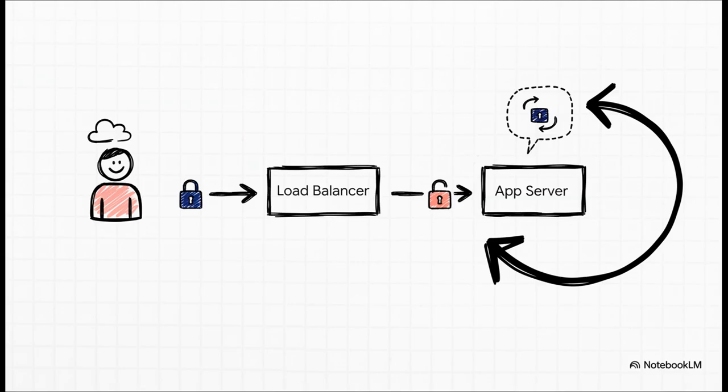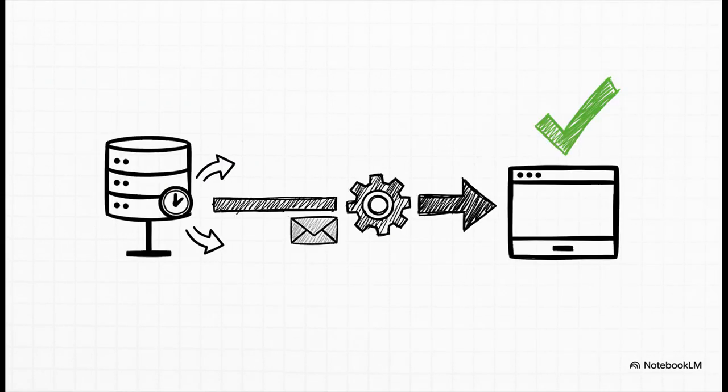The user connects to your load balancer securely over HTTPS. The load balancer then turns around and talks to your app over plain old insecure HTTP. Your app, which has no idea there's a load balancer in front of it, sees this insecure request and panics. It says, whoa, redirect this to HTTPS. And we're right back where we started. Endless loop. So how do we fix this mess?